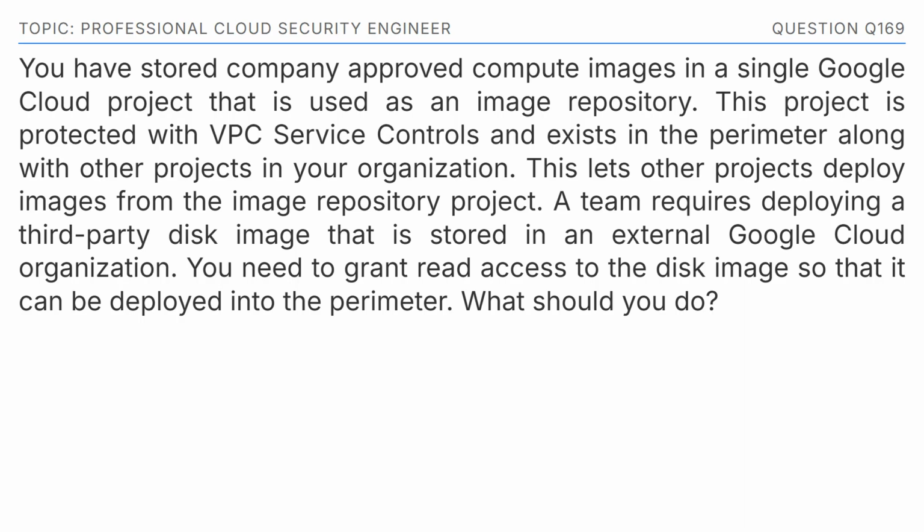You have stored company-approved compute images in a single Google Cloud project that is used as an image repository. This project is protected with VPC Service Controls and exists in the perimeter along with other projects in your organization. This lets other projects deploy images from the image repository project. A team requires deploying a third-party disk image that is stored in an external Google Cloud organization. You need to grant read access to the disk image so that it can be deployed into the perimeter. What should you do?